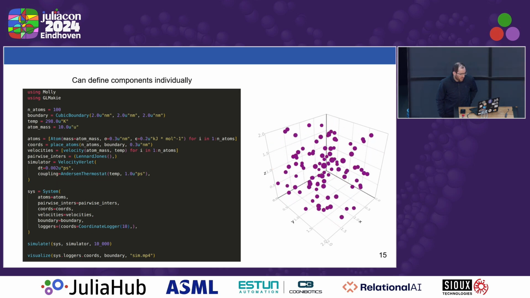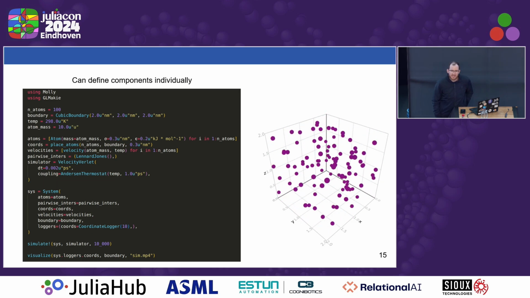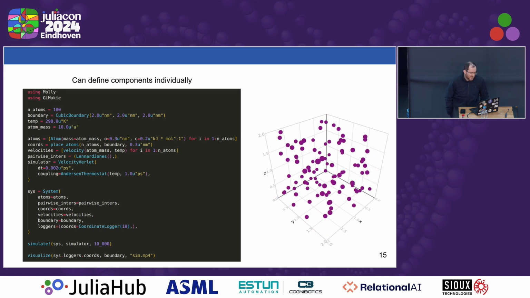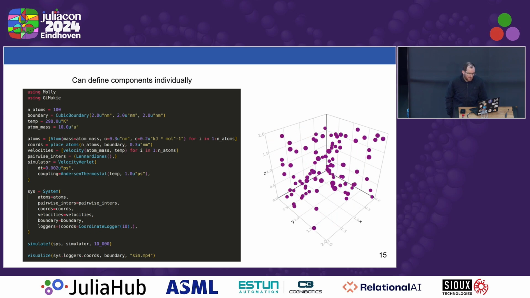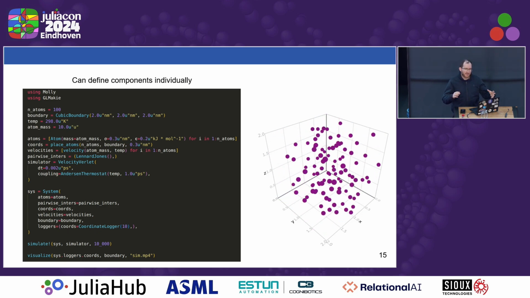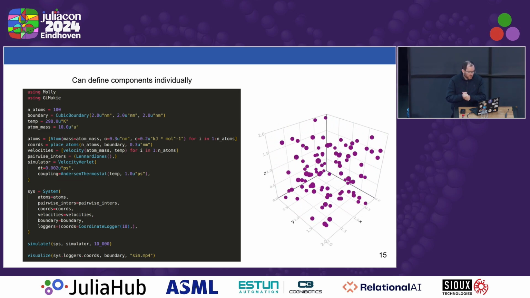So let's dive in with some code. You can load in the package, and then you set up the boundary. So this is the box that you're running the simulation in. We set up some atoms using the atom type. You can use any atom type you want, for instance, your own types. We then place the coordinates randomly without clashing. We give the particles some velocity.